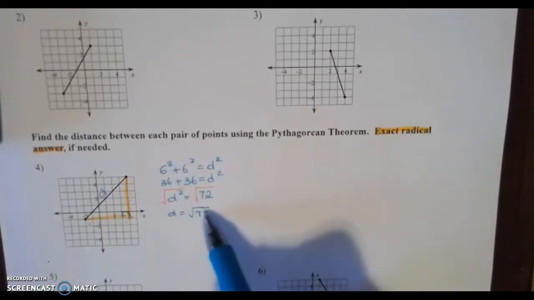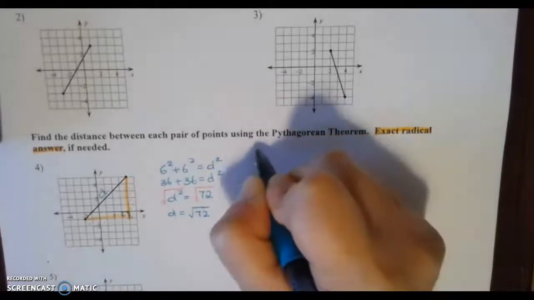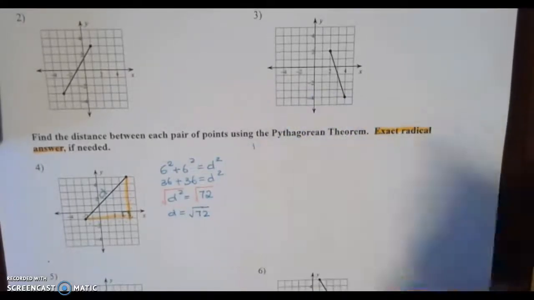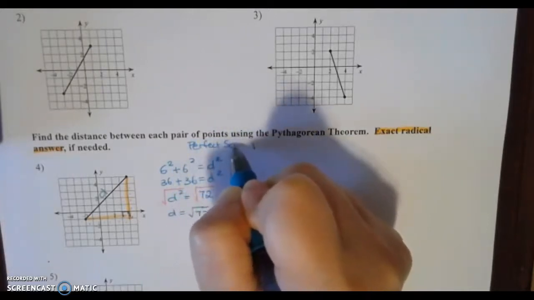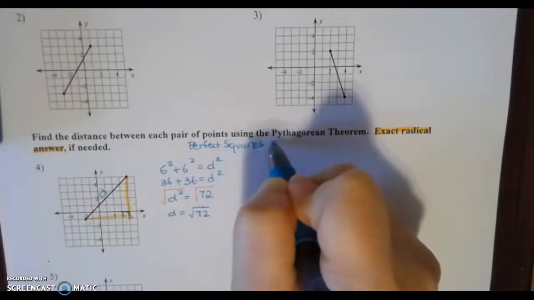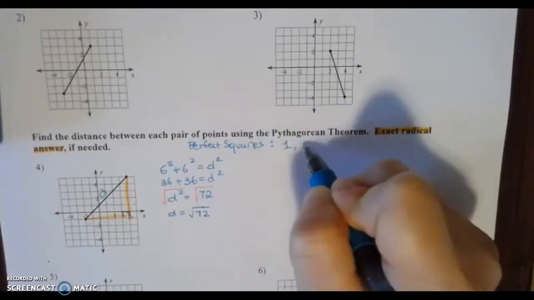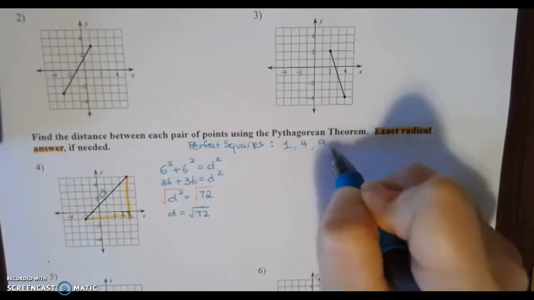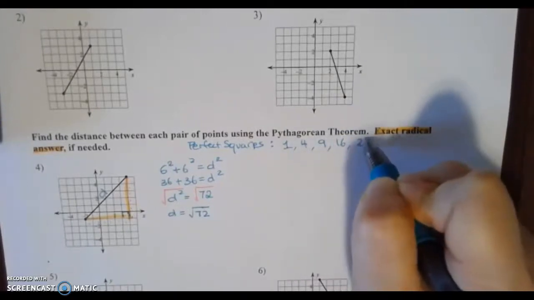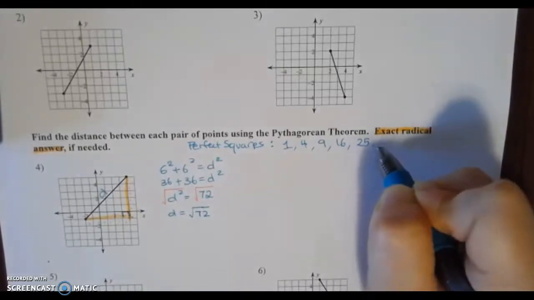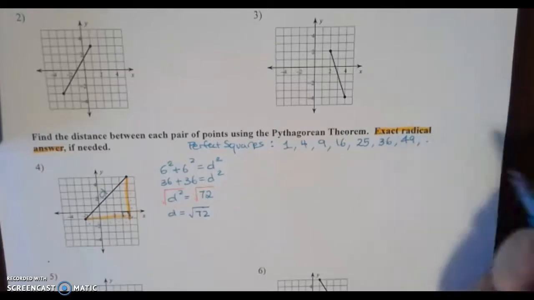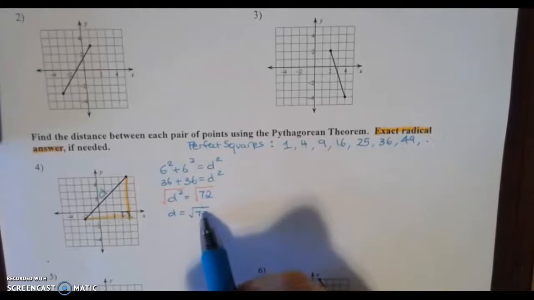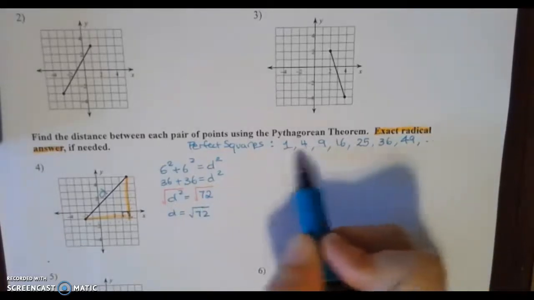Sometimes this number cannot be simplified further. However, sometimes you can. So remember, perfect squares were numbers like 1, because 1 squared is 1. What's 2 squared? 4. What's 3 squared? 9, 16, 25, that was 5 squared, what's 6 squared? 36, 7 squared is 49, and so on. So we need to see, can I divide this 72 by any of these numbers?